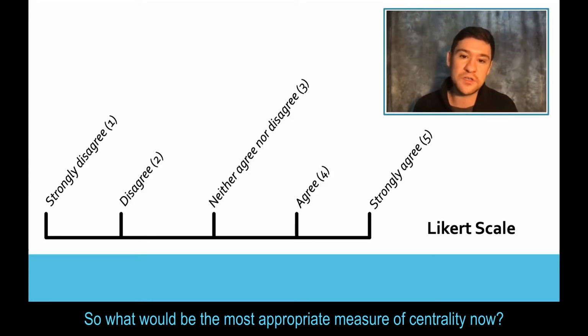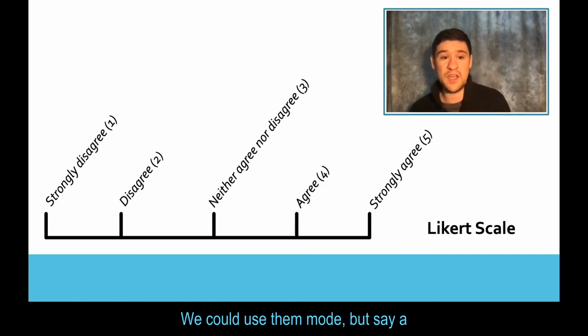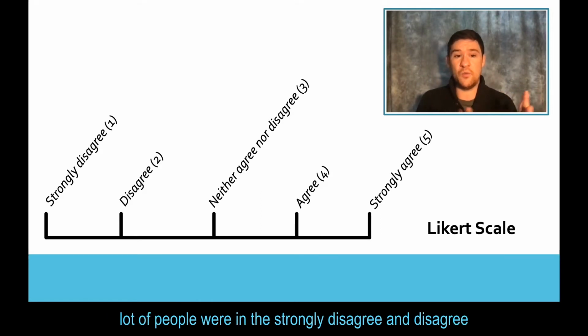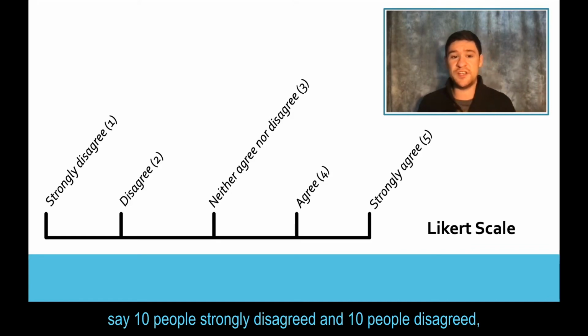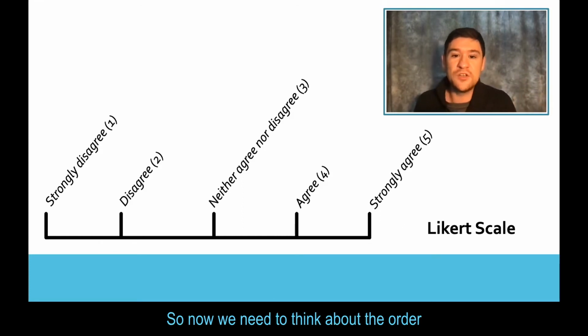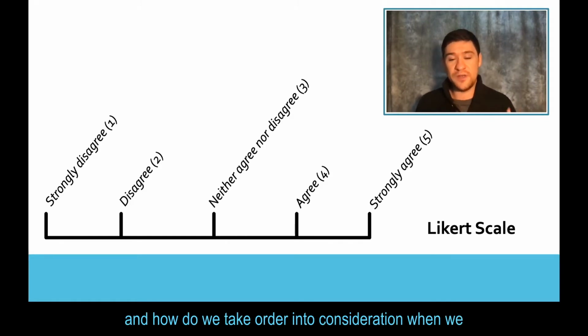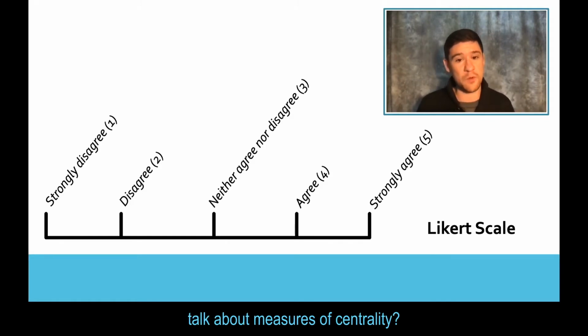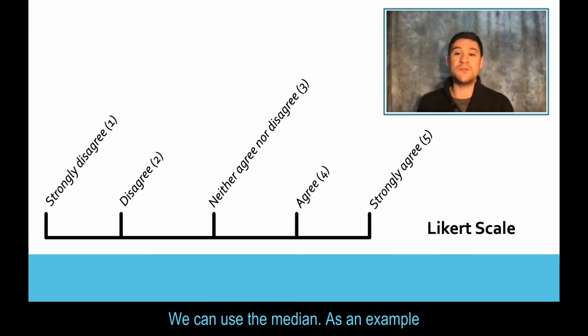So what would be the most appropriate measure of centrality now? We could use the mode, but say a lot of people were in the strongly disagree and disagree. Say 10 people strongly disagreed and 10 people disagreed, but 11 people strongly agreed. The mode would be strongly agree, even though there were more people down that side. So now we need to think about the order. And how do we take order into consideration when we talk about measures of centrality? We can use the median.